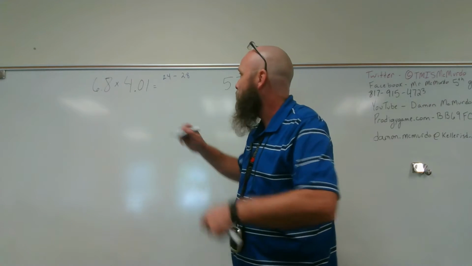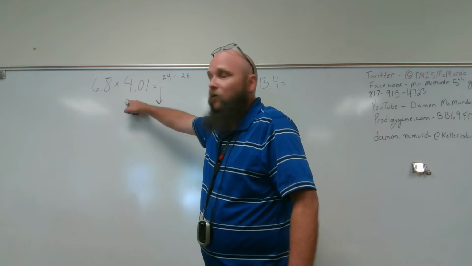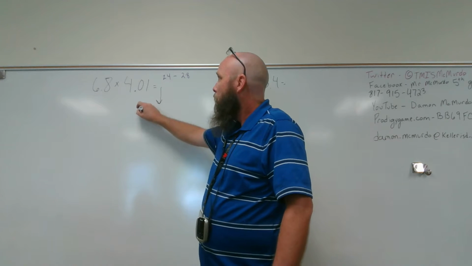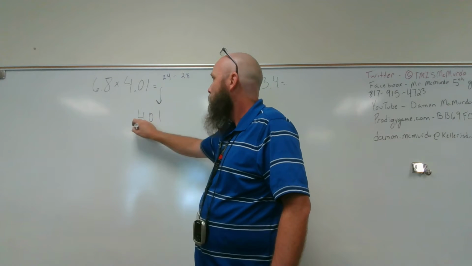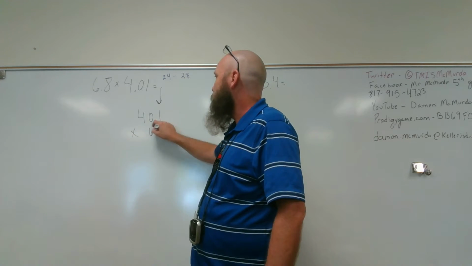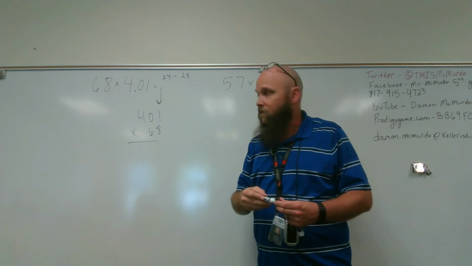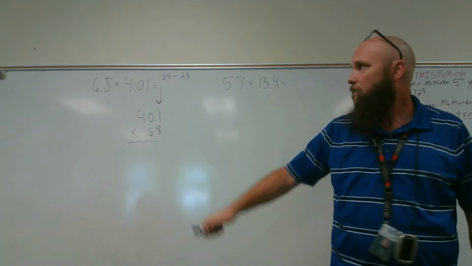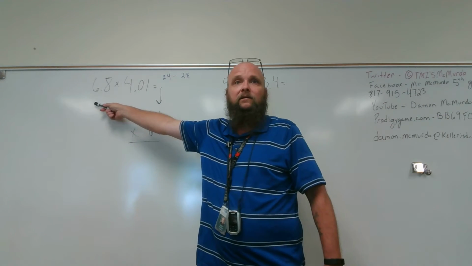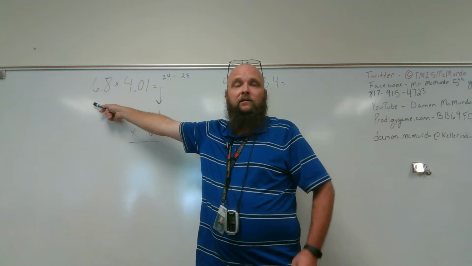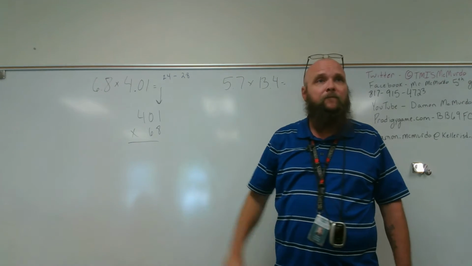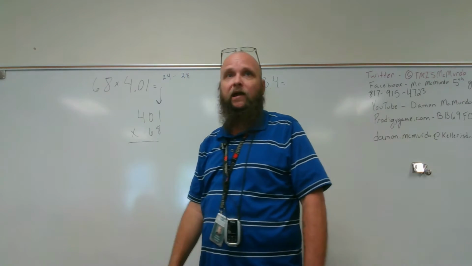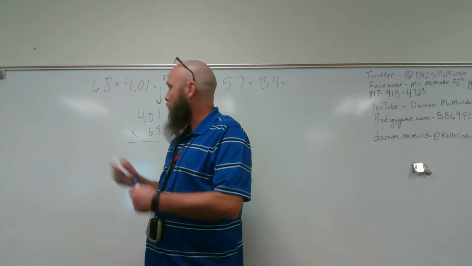Step 2 says, rewrite this problem without the decimal points. So that's 401 times 68. Some of you had made this 680. That's not what that number is. It's 68. If I'm writing things ignoring the decimal point, I just take that decimal point out, it doesn't get 100 times bigger.